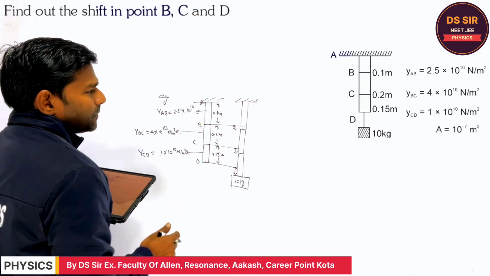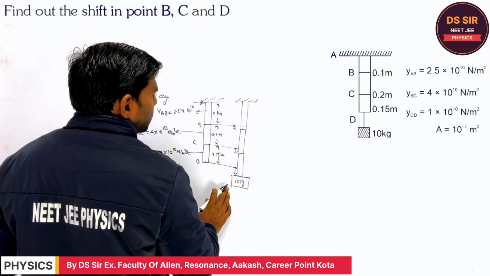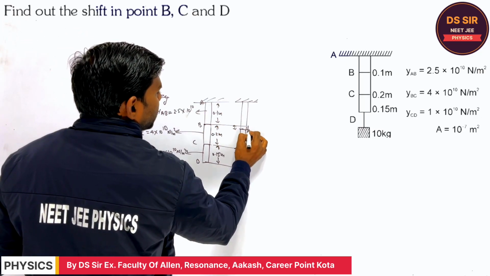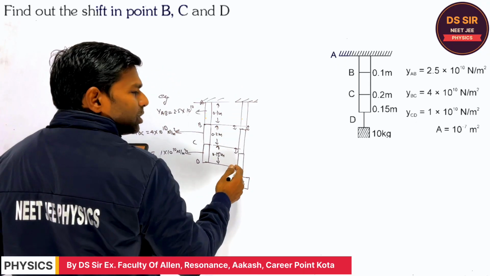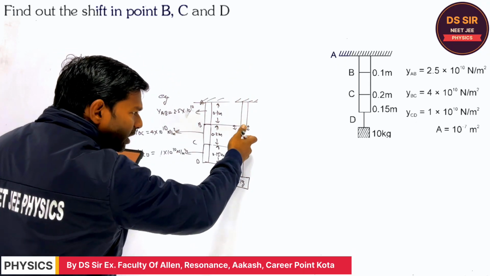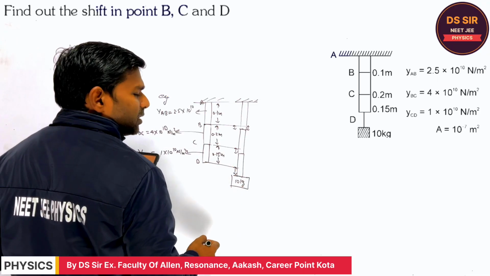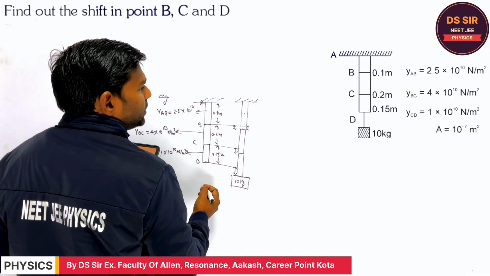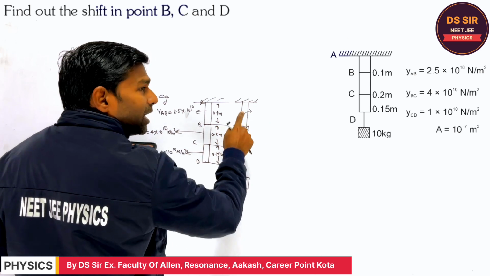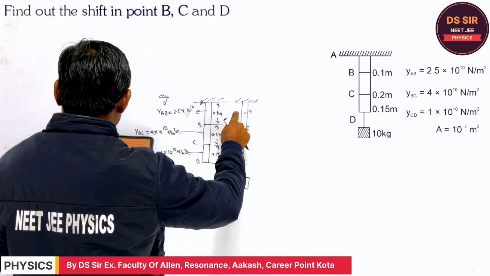Is it clear or not? First, we have to find the shift in the point B. Although this is the 10g, the tension in each wire will be equal to what? The tension in this wire will be equal to 10g, 10g, 10g. So this is under stress, right?